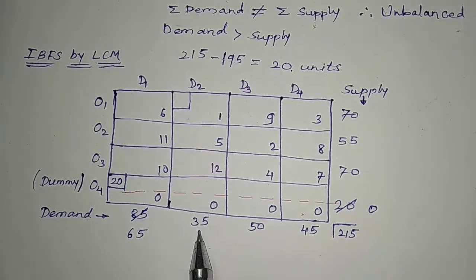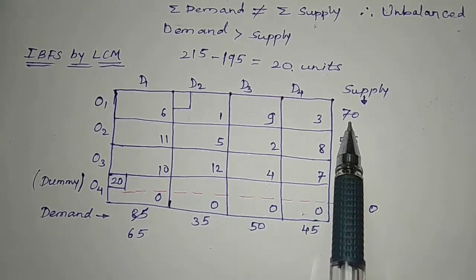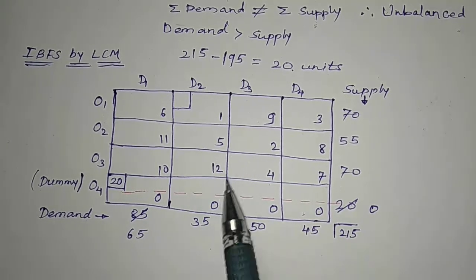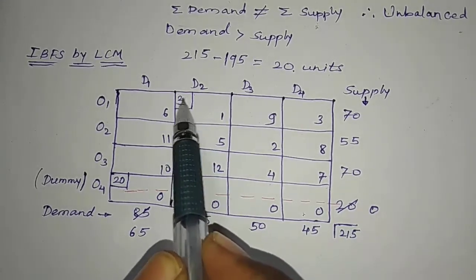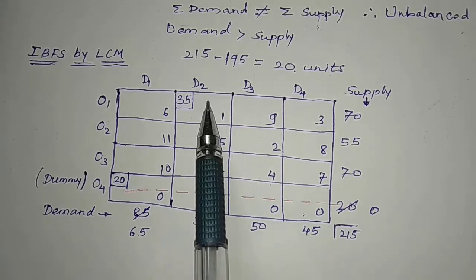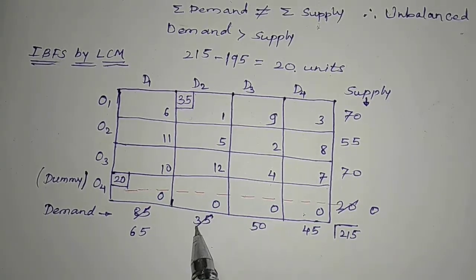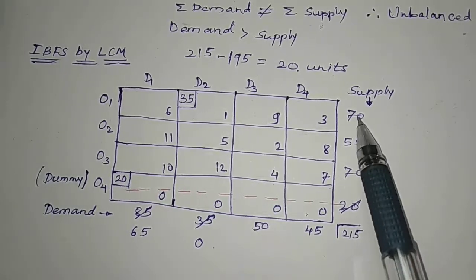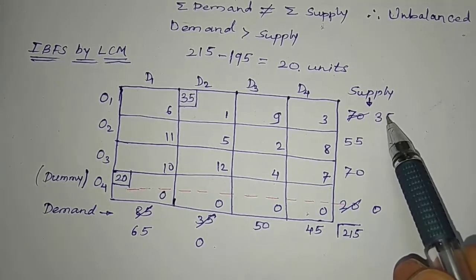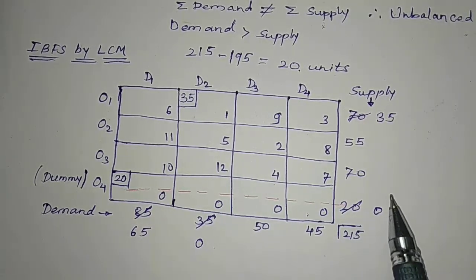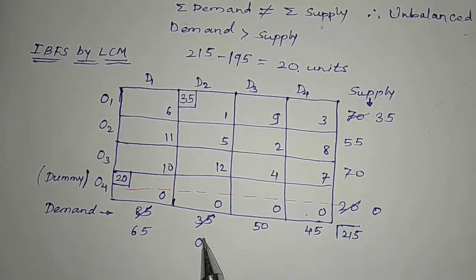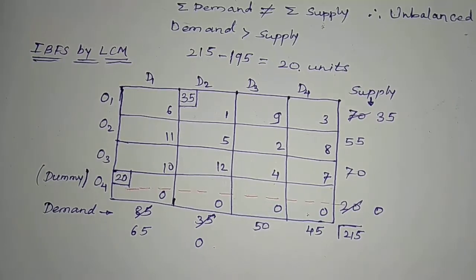Now look at the demand. Demand is 35 units and supply is 70. So supply is more than the demand, so we can allocate the quantity whichever is lesser. So the D2 demand is fulfilled here, 35 minus 35, but supply possible again is 70 minus 35, that means supply possible again is 35. Now look here, if we make this allocation here, the demand D2 gets fulfilled.